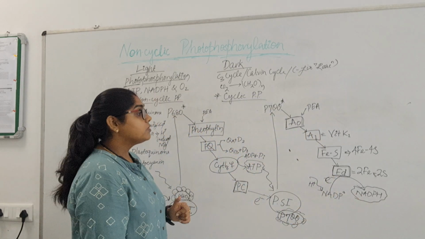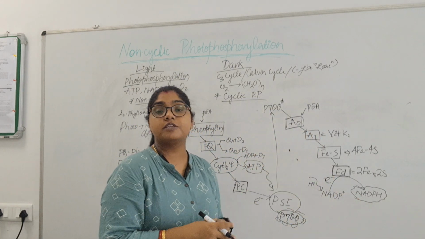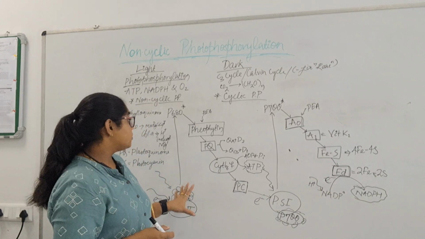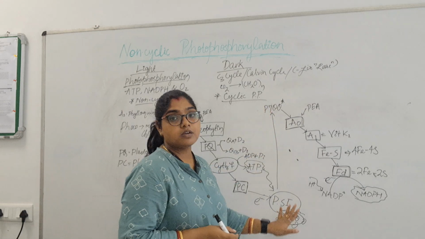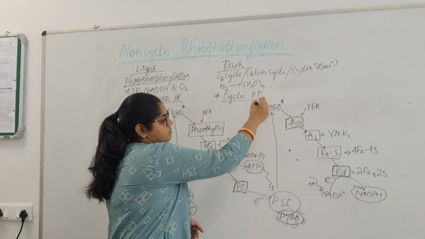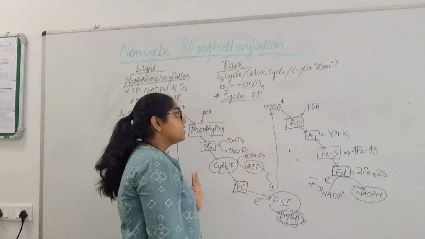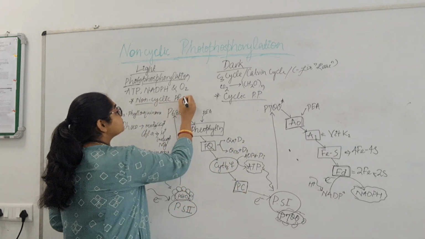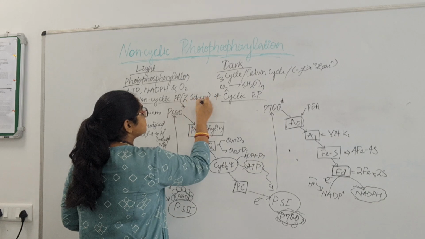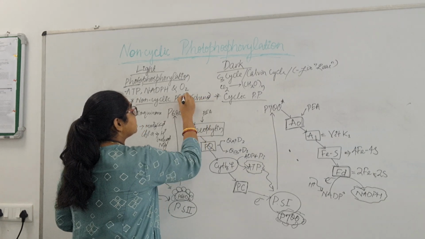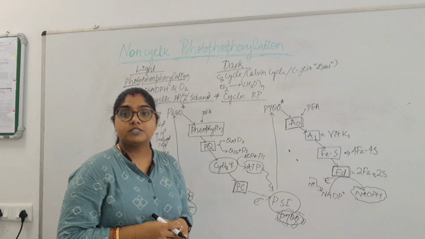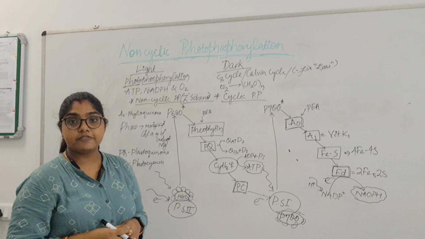Okay, now what is the location of this non-cyclic photophosphorylation? If you look at this non-cyclic photophosphorylation, it somehow looks like a sideways Z alphabet. That's why this non-cyclic photophosphorylation is known as the Z-scheme. So now what is the location of non-cyclic photophosphorylation?